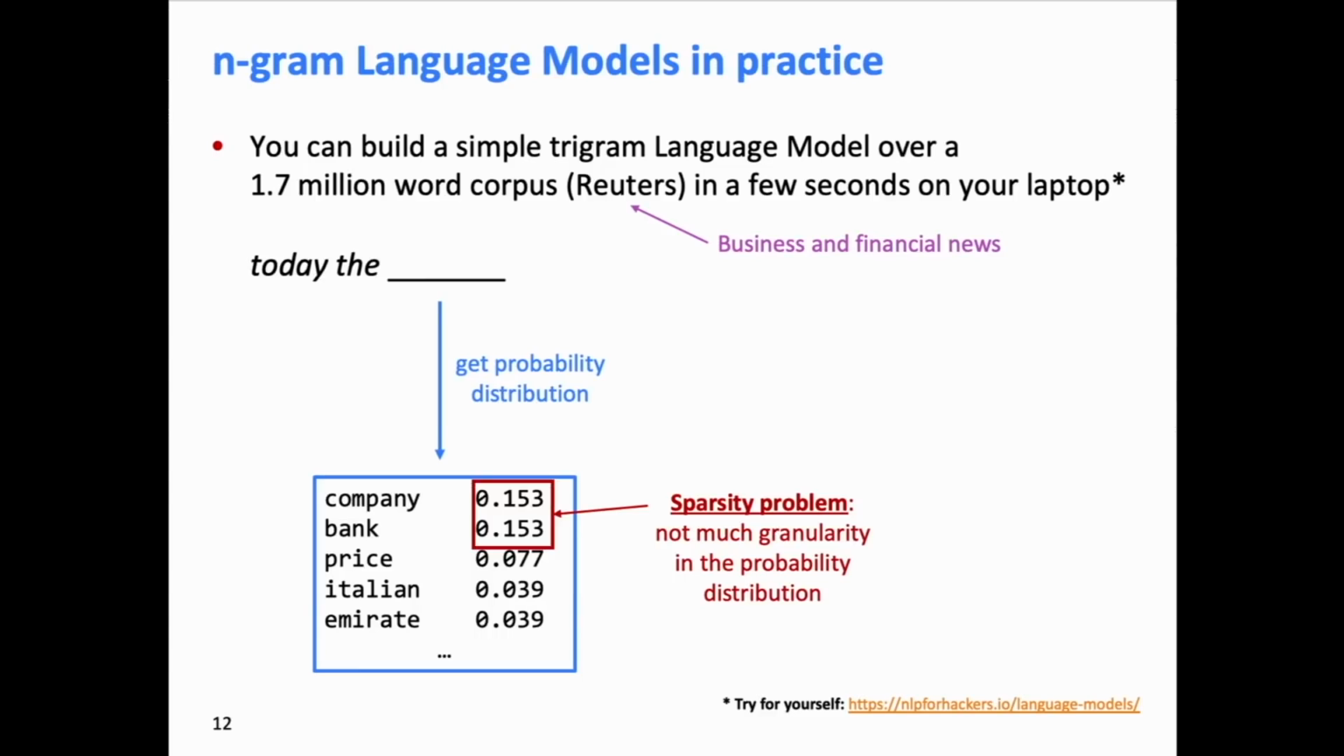And the reason for that is that this number is 4 over 26. So these are all quite small integers, meaning that we only saw "today the company" and "today the bank" 4 times each. So this is an example of the sparsity problem, because overall these are quite low counts. We haven't seen that many different versions of this event, so we don't have a very granular probability distribution. But in any case, ignoring the sparsity problem, I would say that overall these top suggestions look pretty reasonable.